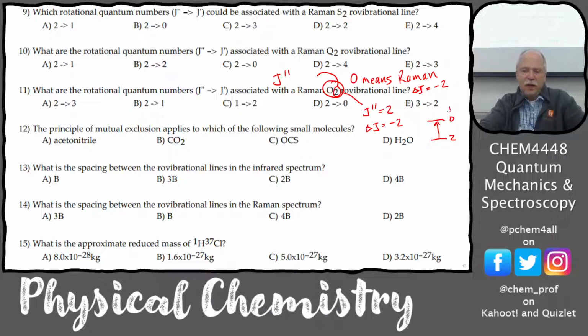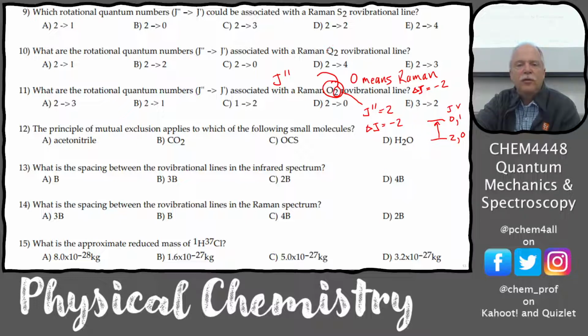So this is the J quantum number. What's the V quantum number for this transition? 0 and 1. Right? It's a vibration and a rotation change. So V is going from 0 to 1, J is going from 2 to 0 for the O2 line.